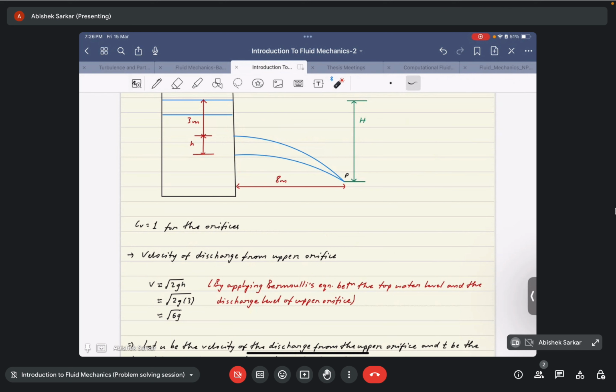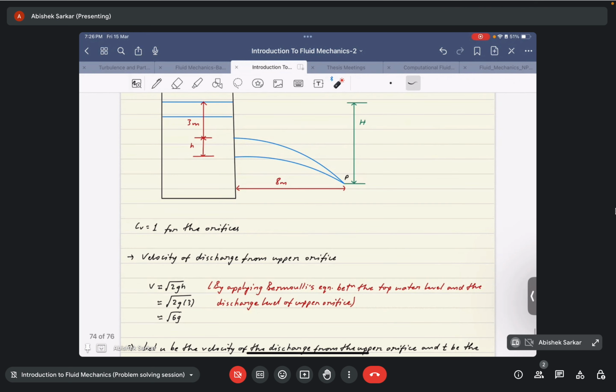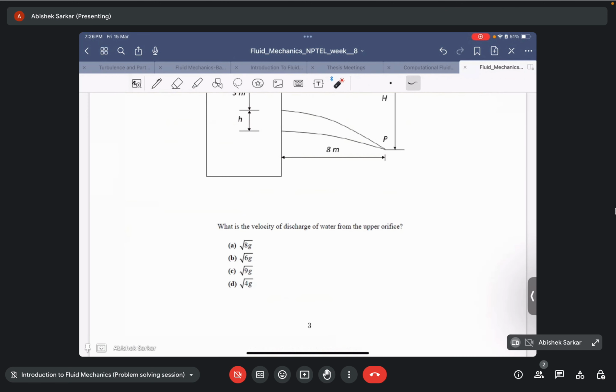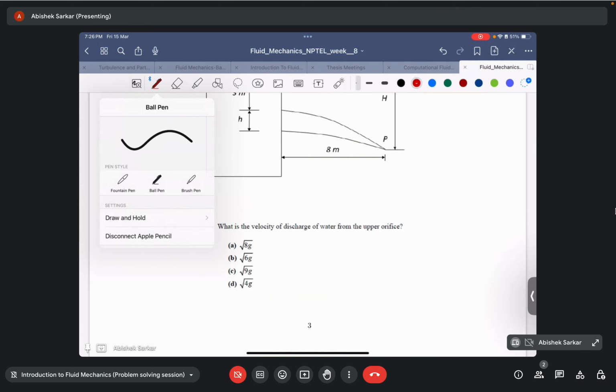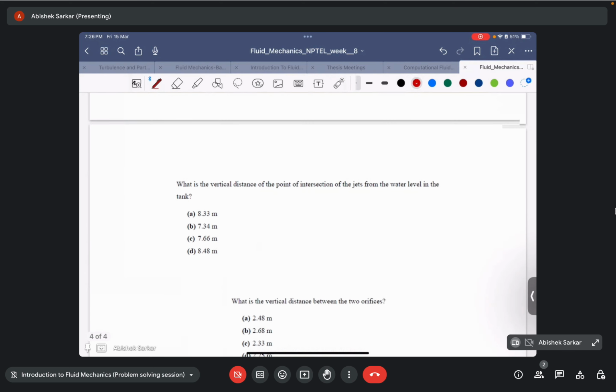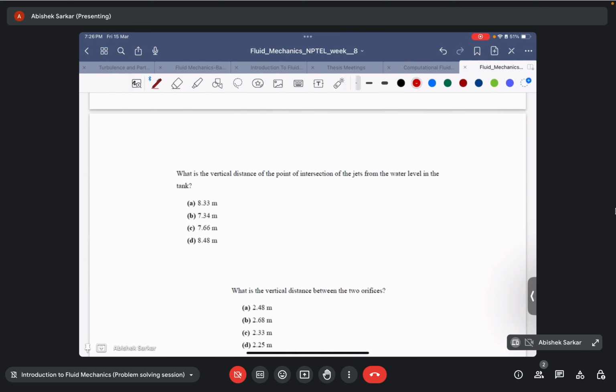So that will be the answer. v would be equal to root 6g. So if I go back here, the answer would be root 6g. So let's look at the second question. The second question is, what is the vertical distance of the point of intersection of the jets from the water level in the tank?